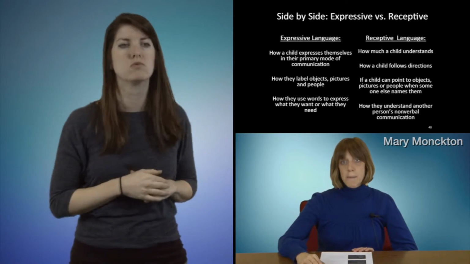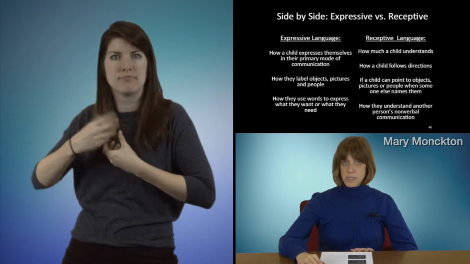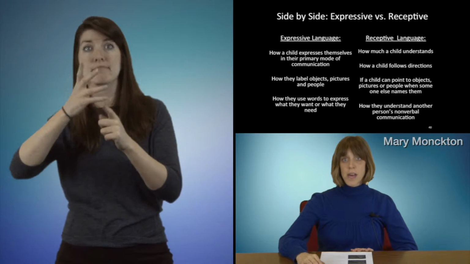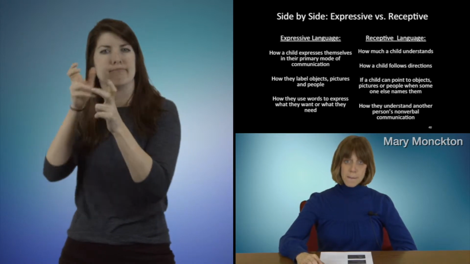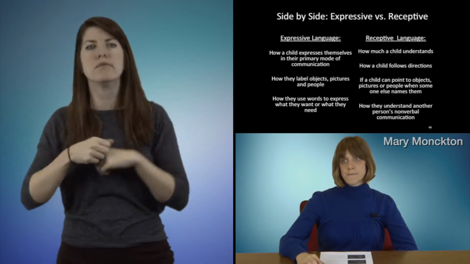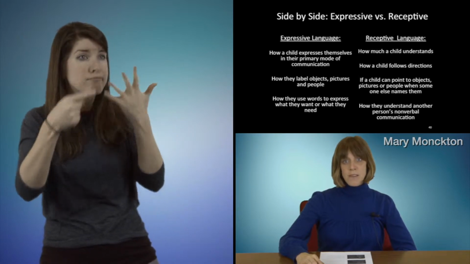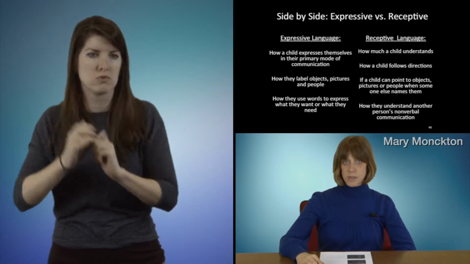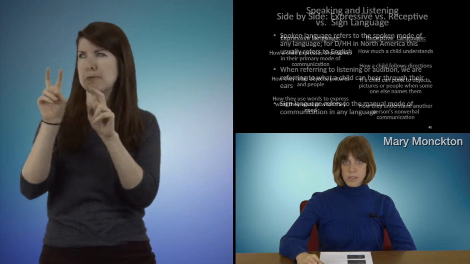Receptive language is how much a child understands or comprehends. How a child follows directions is another specific example of receptive language. If a child can point to an object when you name it, point out a person when you refer to them, or follows directions across different situations. How they understand another person's nonverbal communication is also involved in how they understand and comprehend language.